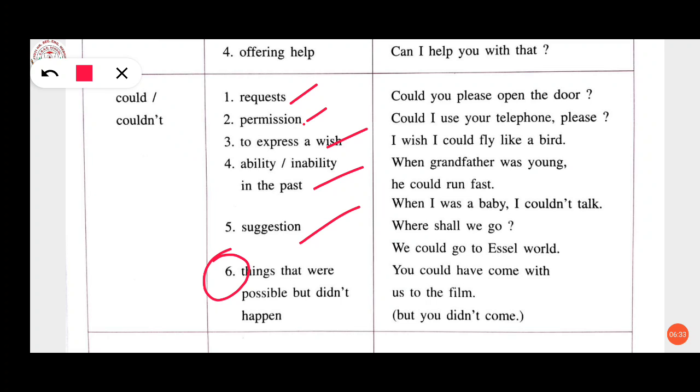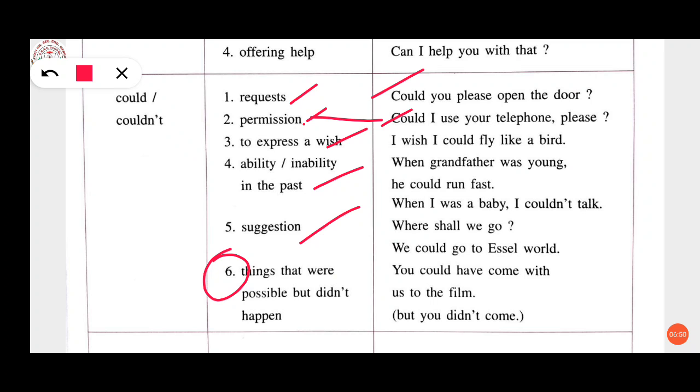Okay, now see the first one, request, is given with an example: could you please open the door? For permission: could I use your telephone please? We can also use can and cannot in permission, and could and couldn't also.